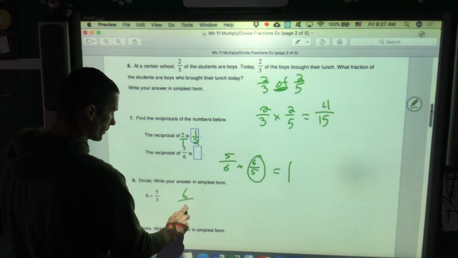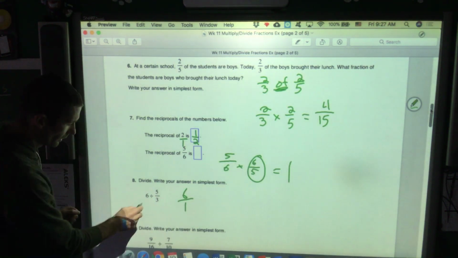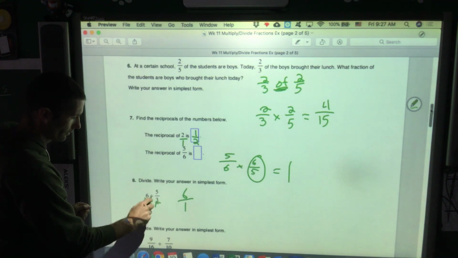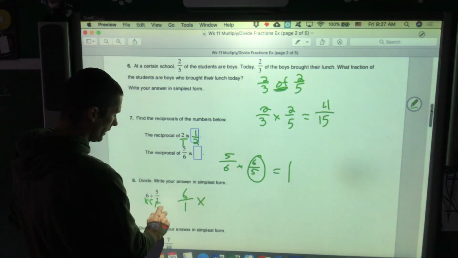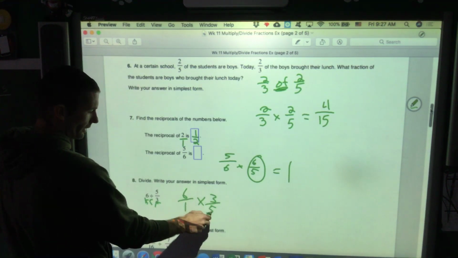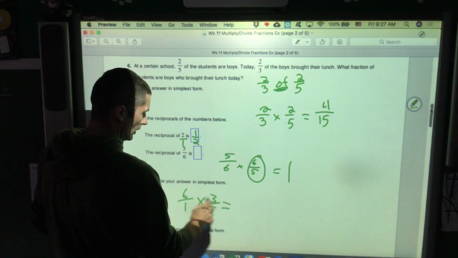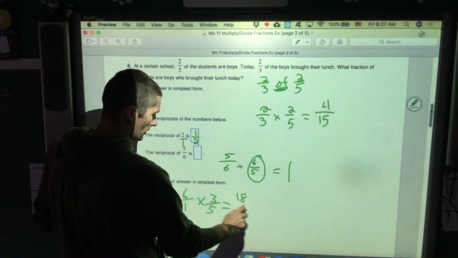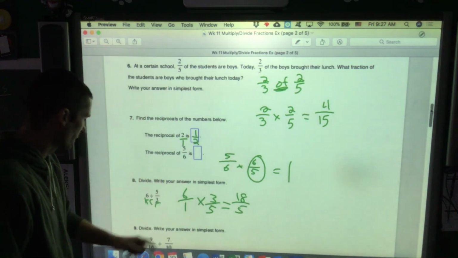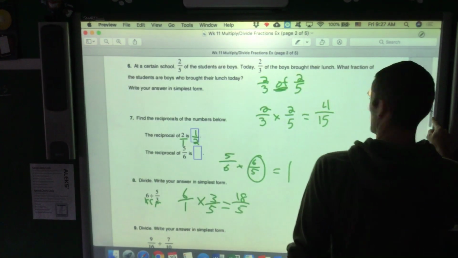Okay, divide. Write your answer in simplest form. 6 is the same as 6 over 1. Remember our rules. Keep it, change it, flip it. Keep, change, flip. Change it to multiplication, flip it to its reciprocal. Try to simplify first. We can't. Your answer is 6 times 3 is 18 fifths. It does not say we need to write it as a mixed number, so we can leave it like that. We're good there.